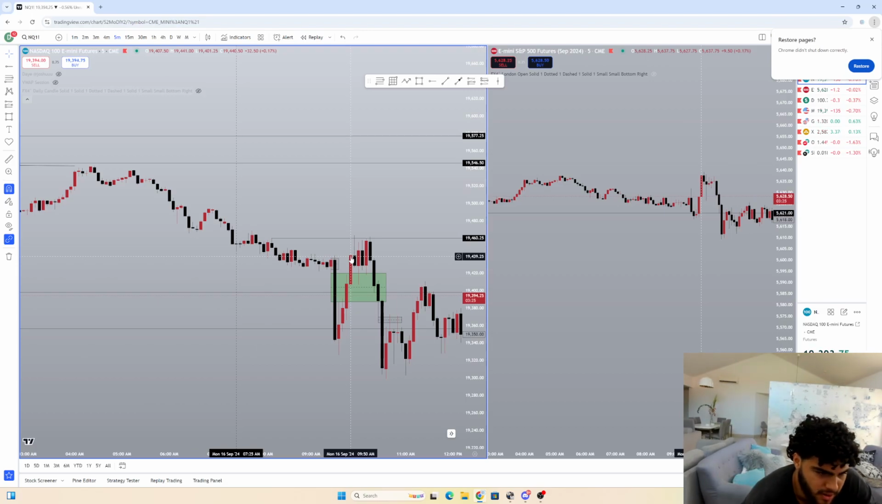Look at what's on your screen. Okay, I'm looking. You highlight the big black candle. No, I didn't. I highlighted the fair value gap.